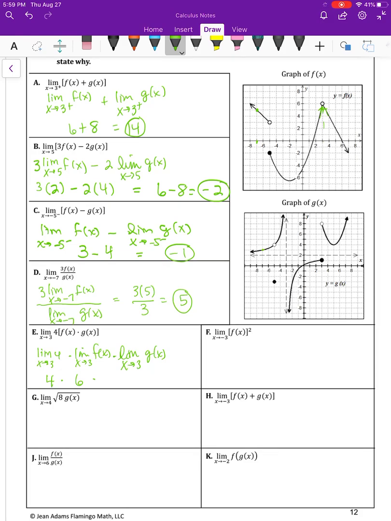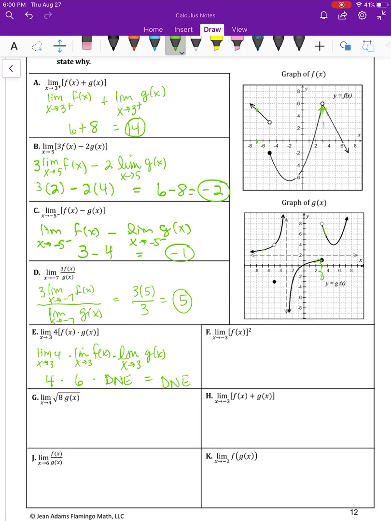And on g of x, as we approach 3, that one does not exist, right? So since this last one does not exist, because look, I'm approaching 3. It didn't say from the left or the right. It just said as you're approaching 3. Well, coming in from the left, it's 1, but coming in from the right, it's 8. So this one does not exist, and if one of them does not exist, then the whole thing does not exist.